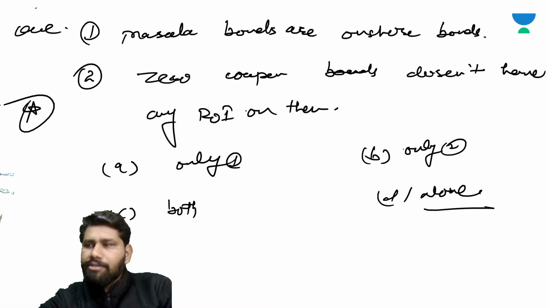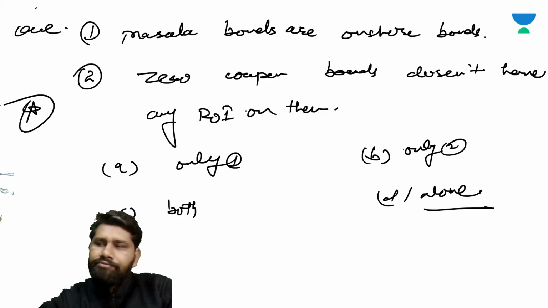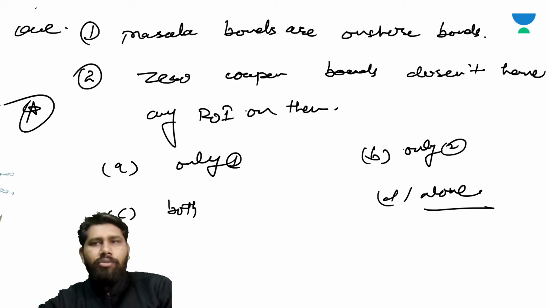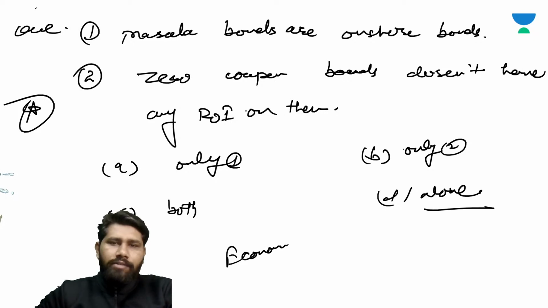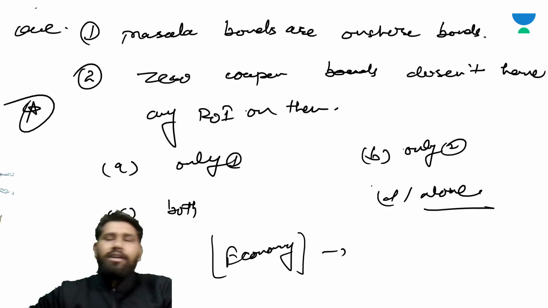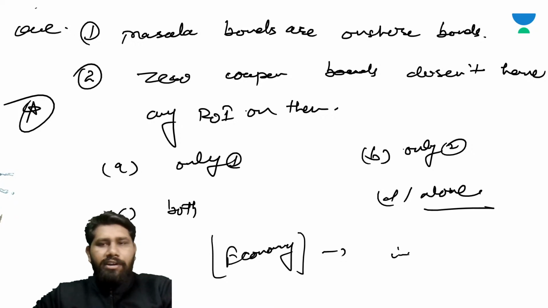Voice is clear to all of the students? Voice is 100% clear to all of the students? Yeah. So answer it fast. Masala bonds are onshore bonds and zero coupon bonds doesn't have any rate of interest on them. See, in the securities market, there is a maximum possibility these kinds of questions can be asked, right? In case of the economy, guys, whatever is in the news is generally important.